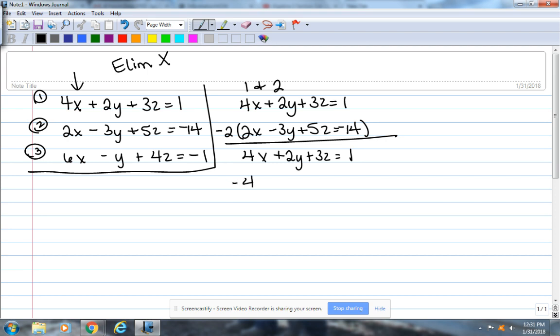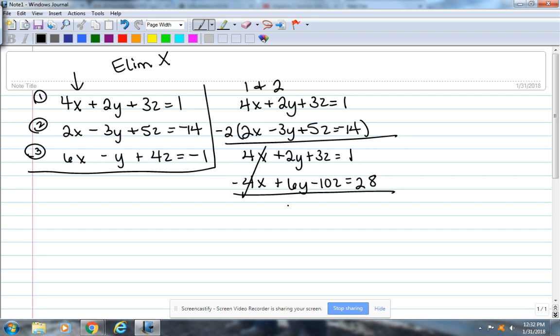So that would become a negative 4x. That would become a positive 6y. That would be a negative 10z equals a positive 28. And I'll draw my line there. And the x's do, in fact, cancel out. And then I will combine my y's and my z's and my constant terms over here on the end.